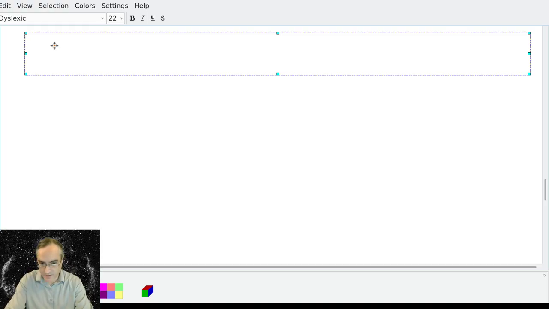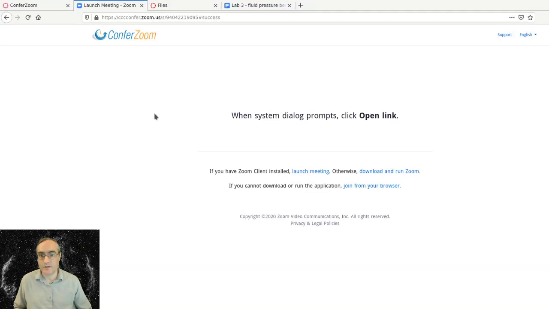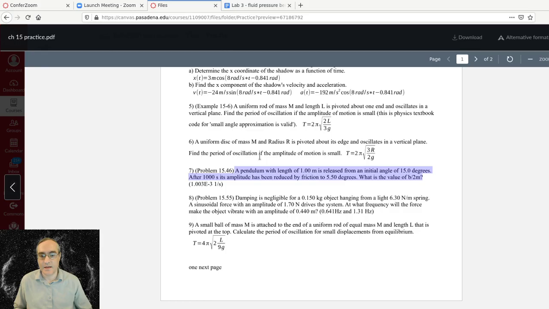It is an example of damped harmonic motion. So, practice for damped harmonic. Okay, let me share the problem on the screen here. Oh, I always forget it opens that.